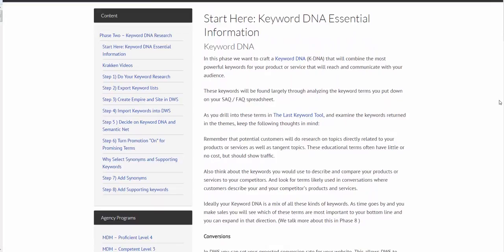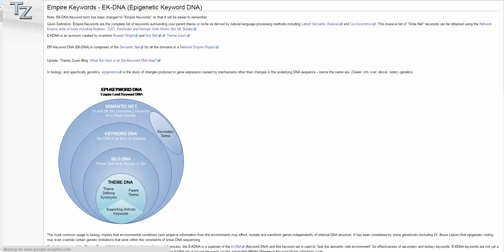We actually call that in our advanced training your EK DNA. And this is a term created by software engineer and CEO Sue Bell to help you understand how the keyword DNA, the empire level keyword DNA, can work if you start to look at the big picture. You'll see that we stretch all the way out from the theme to the silo to the keyword to the semantic net. And this is pretty huge, okay?